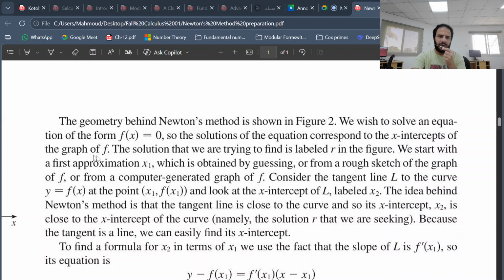We start with a first approximation x1. I will explain how to start with the first approximation x1. But first, let's understand the formula and the idea, which is obtained by guessing. I will tell you how to guess the x1. Sometimes x1 is given. Sometimes you need to think how to find it, but it's easy. I will tell you. Or from a rough sketch of the graph of f, or from a computer-generated graph of f.